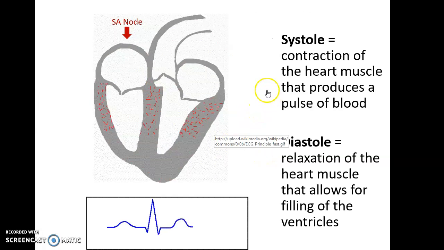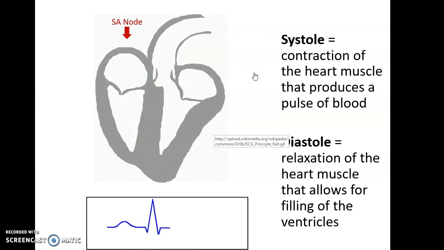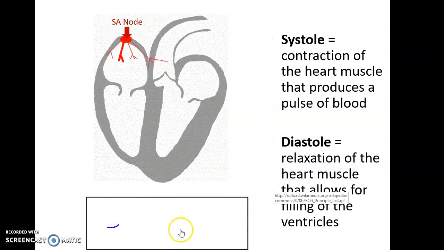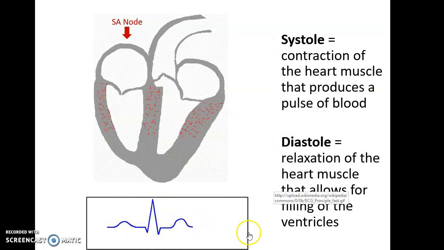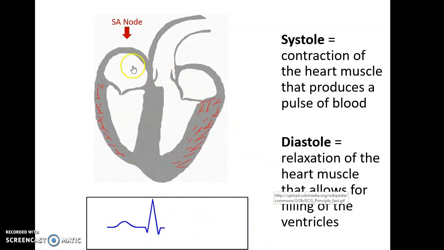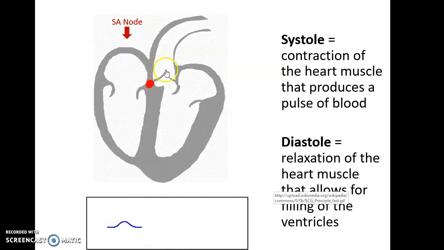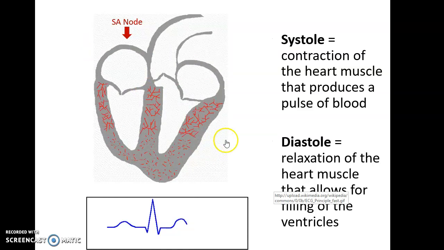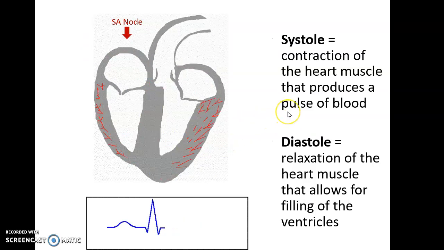And here is a view of the heart contracting with the movement of the electric charge through the heart, as well as the electrocardiogram underneath. So you can see atrial systole, ventricular systole, atrial systole, ventricular systole, and so on.